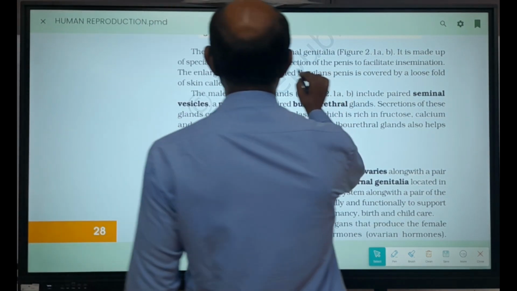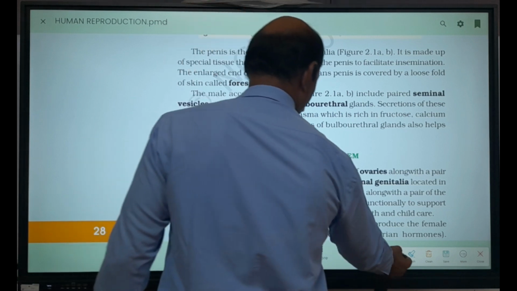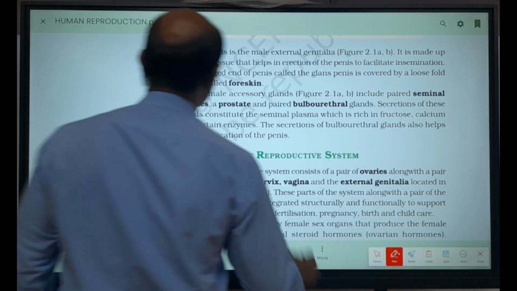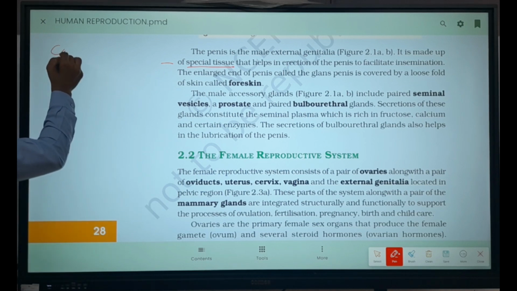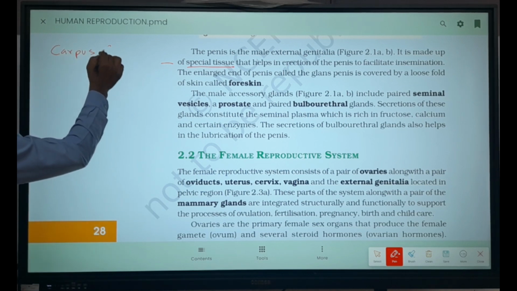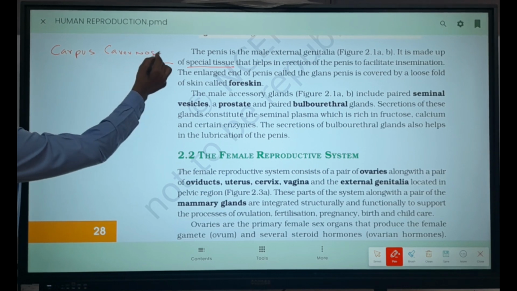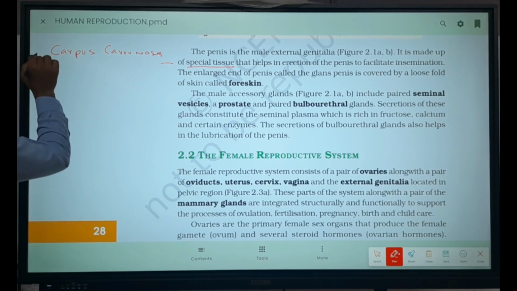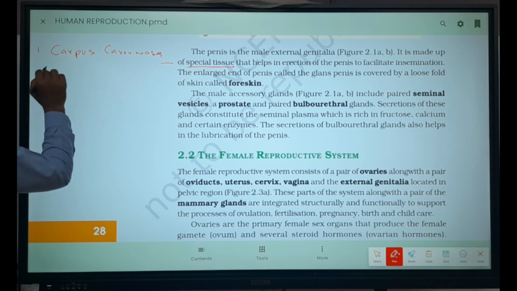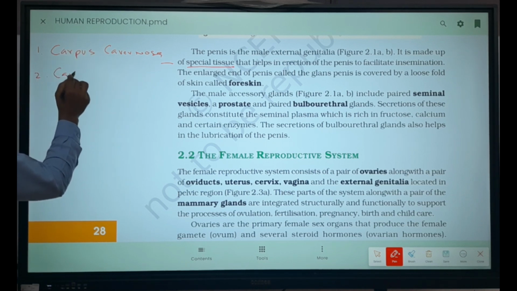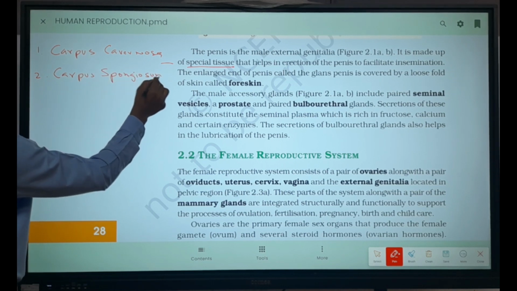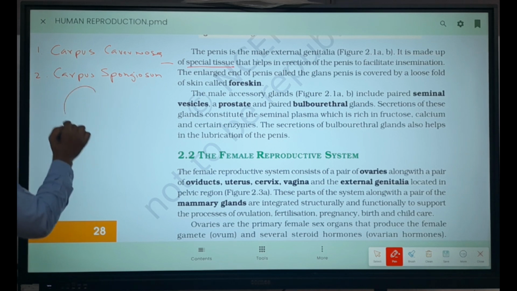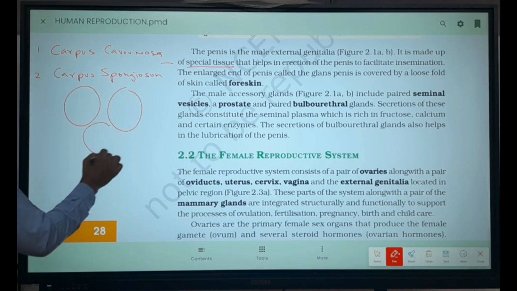Here it is given, which one? This is the special tissue. It is called a pair of corpora cavernosa, and these are paired, that is, lateral and paired. And the second one is corpus spongiosum, right? This one, these two, and this is the third, right?